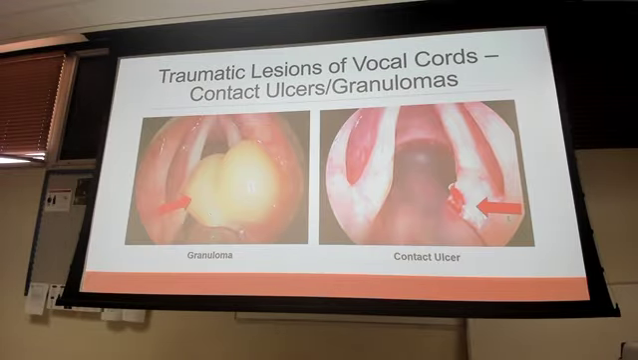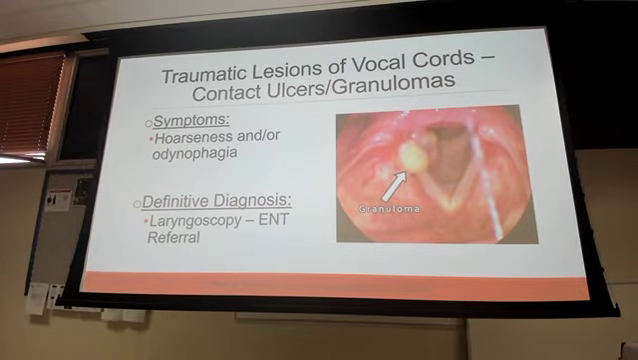Two good examples: on the left, one of a granuloma, and then two on the right, that contact ulcer, and that's an intubation tube there. See that trauma. Symptoms, most common cause, hoarseness, some odynophagia, so that's painful swallowing. Definitive diagnosis, we still have to do that laryngoscopy.